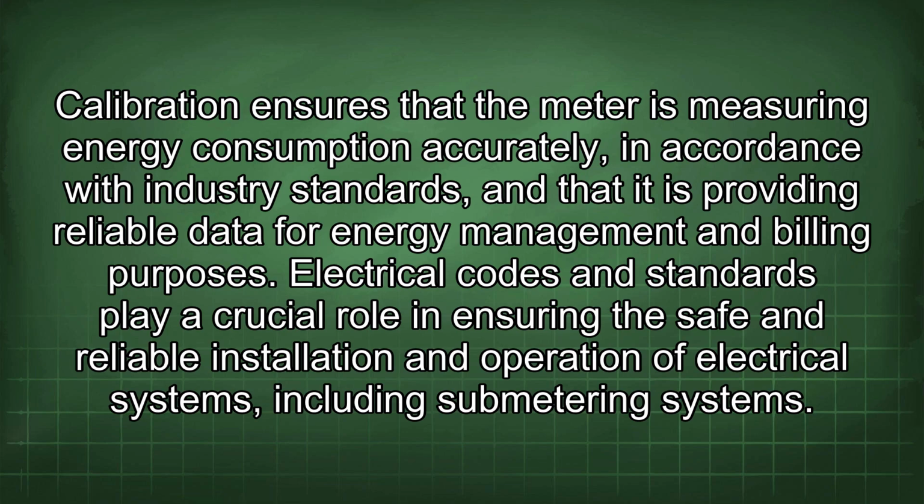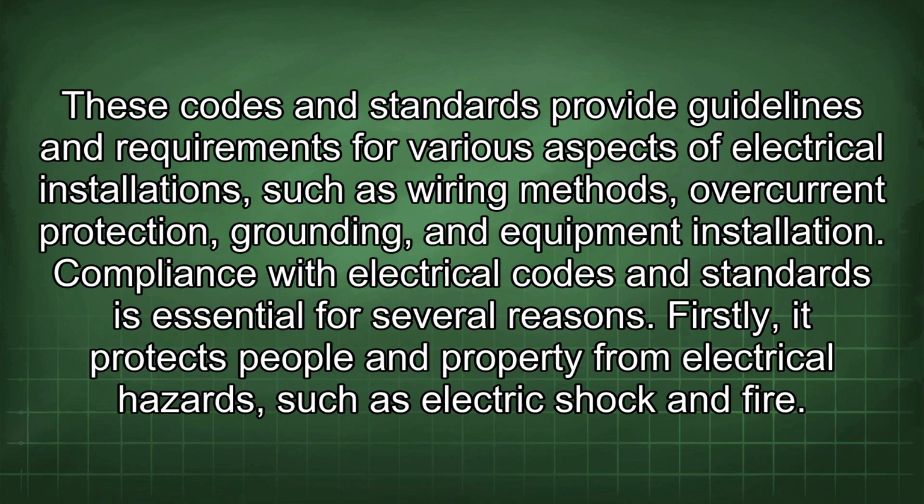Electrical codes and standards play a crucial role in ensuring the safe and reliable installation and operation of electrical systems, including submetering systems. These codes and standards provide guidelines and requirements for various aspects of electrical installations, such as wiring methods, overcurrent protection, grounding, and equipment installation. Compliance with electrical codes and standards is essential for several reasons.